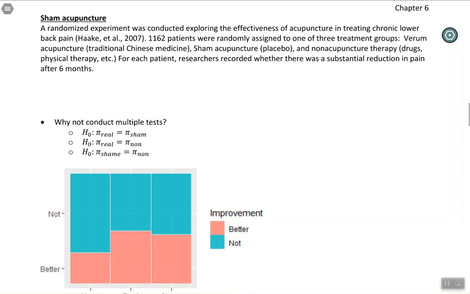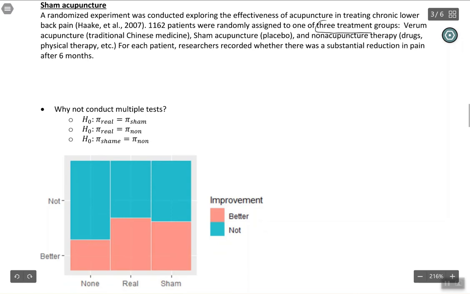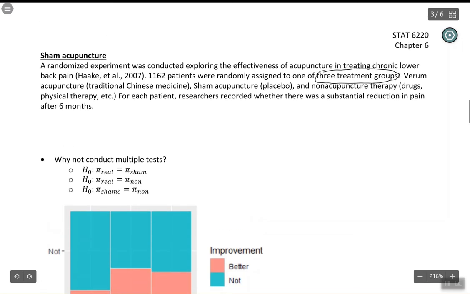So there were over 1,000 patients that were randomly assigned to one of 3 treatment groups. So there was real acupuncture, traditional Chinese medicine, sham acupuncture, which was a placebo, and non-acupuncture therapy. So I'll let you think about what sham acupuncture was, how you would do a placebo in this case. Basically, you're just poking people with needles in no particular places, still sterile, still safe, but not real acupuncture. So that's our explanatory variable, right? We've got these 3 treatment groups.